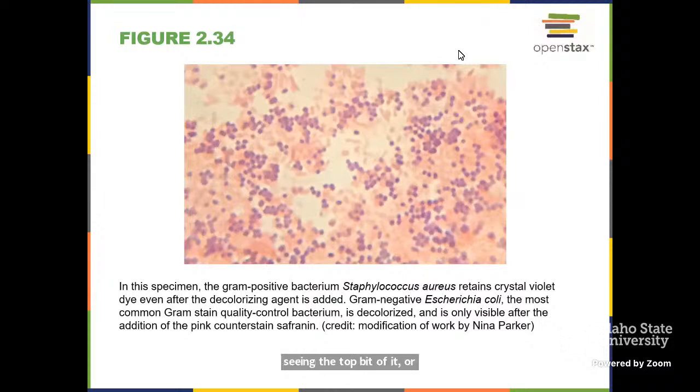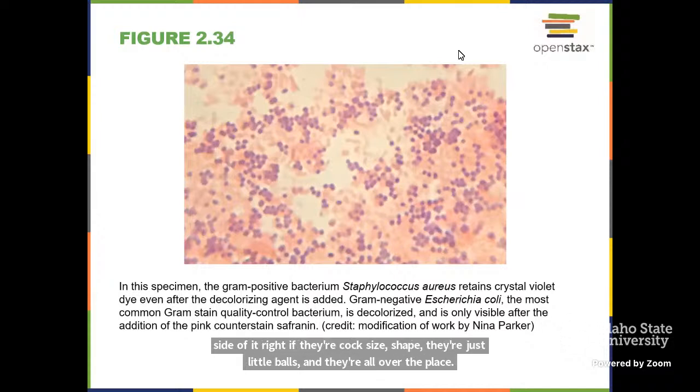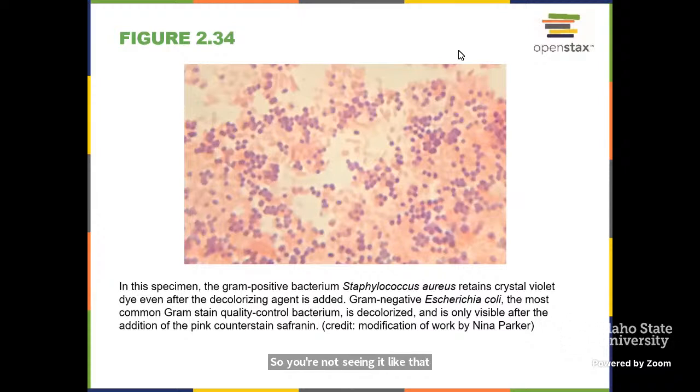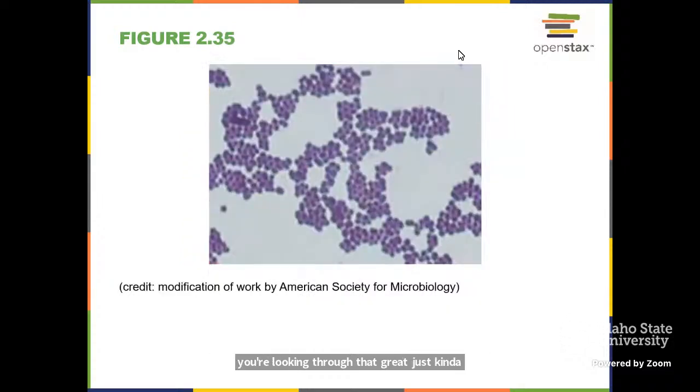If they're cocci shaped, they're just little balls and they're all over the place. So you're not seeing it like that. But the rod shaped bacteria, some of them might be standing up on their ends, all right? And that also might make you a little bit confused as you're looking through there, right? Just kind of depends. So here's another one, just a straight pure culture, if you will, only one player.